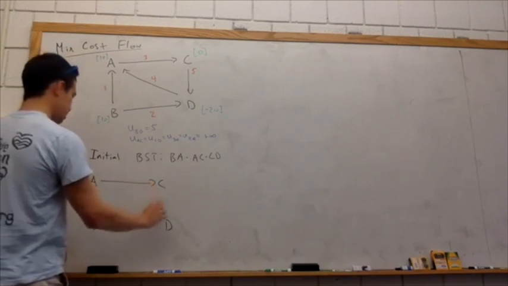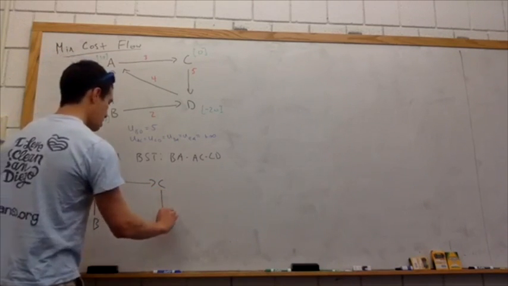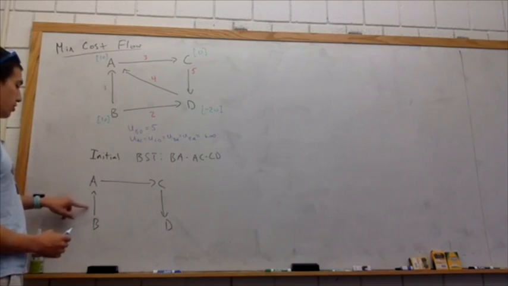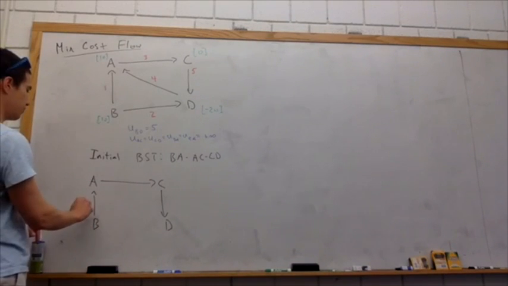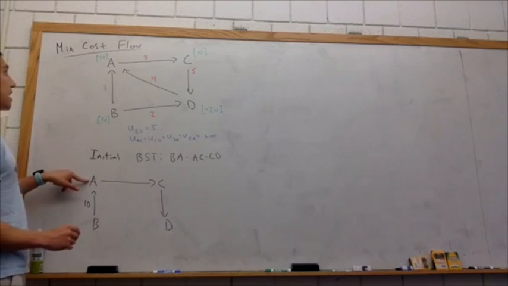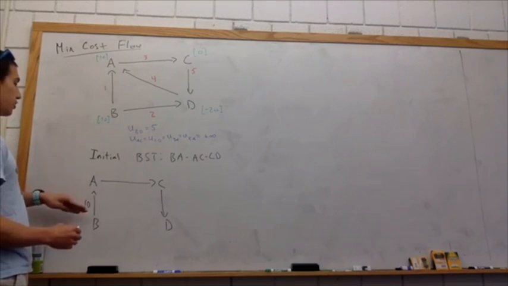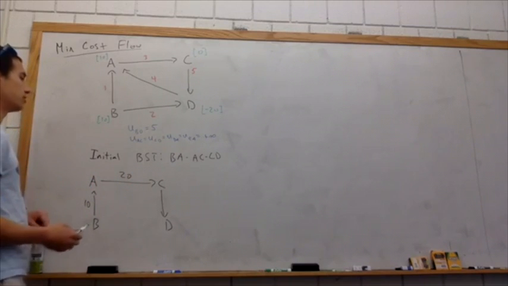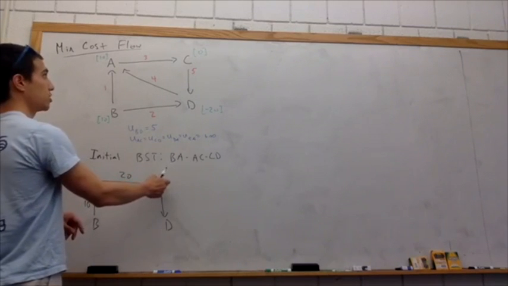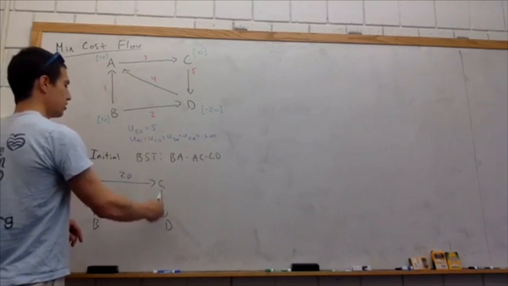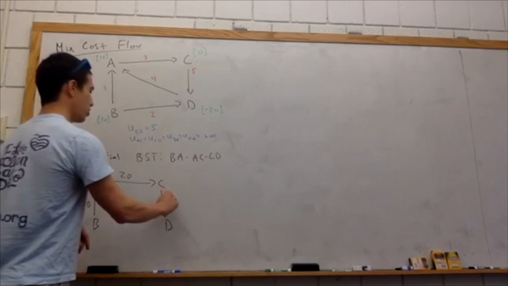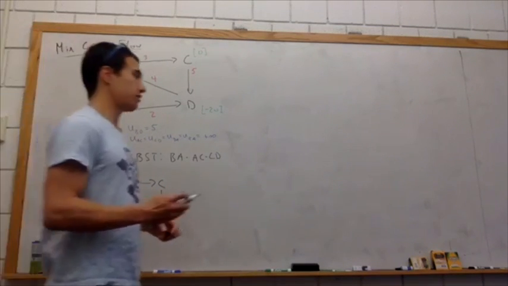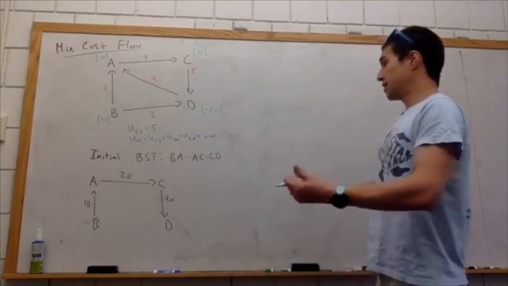Our solution is going to look like this, and B needs to send 10 units of flow total, so this arc has to receive 10 units of flow. A needs to send 10 units of flow total, so it's receiving 10 already, so this arc needs to have 20 units of flow going through it. And C is a transshipment node, so it's getting 20 units of flow. It needs to send 20 more units of flow out. So this is our initial basic feasible solution, and let's see if it's optimal.